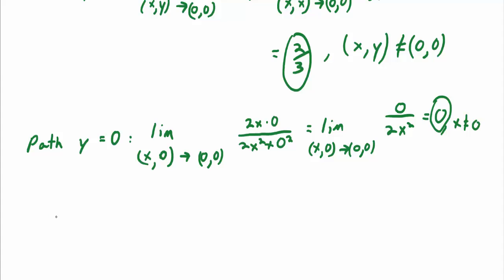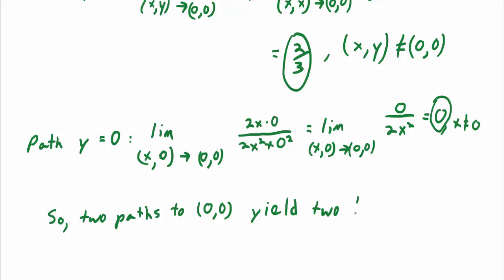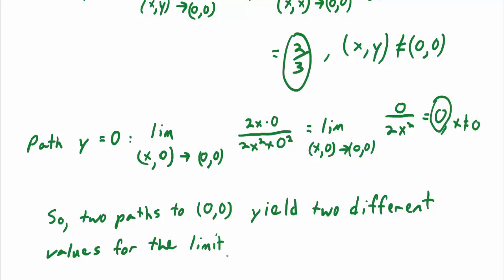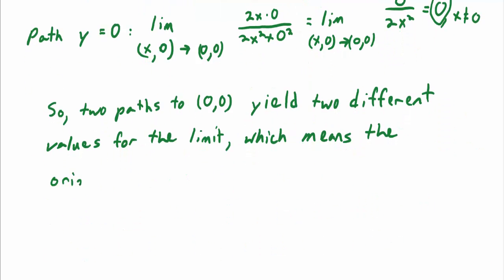So we could say this. Two paths to 0, 0 yield two different limiting values. I'll say two different values for the limit. Which means that original limit does not exist. D, N, E for does not exist.